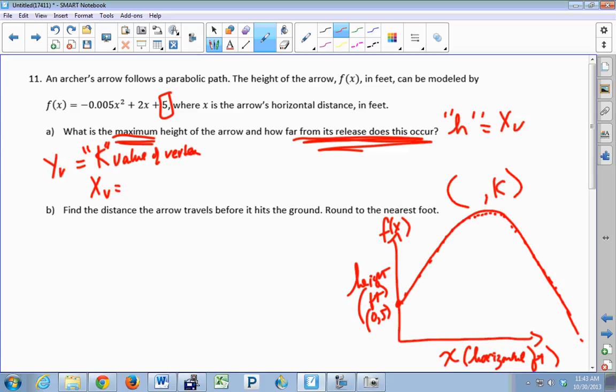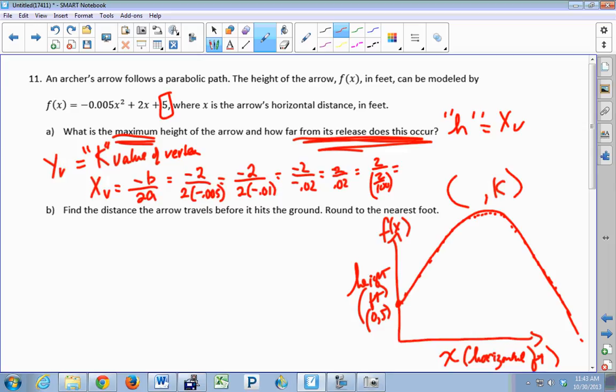So the x value of my vertex is the opposite of b over 2a. b is 2, so negative 2 over 2 times negative 0.005, which is negative 2 over negative 0.01, which is negative 2 over negative 0.02... which is the same as 2 over 0.02, which is the same as 2 divided by 200ths. This is without a calculator. 2 times 100 over 2 is 100. I don't have a calculator, but that's how I would do it in my mind.